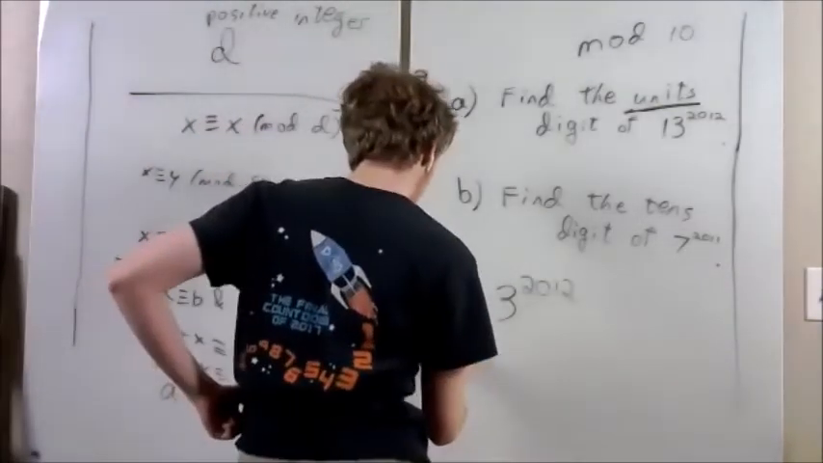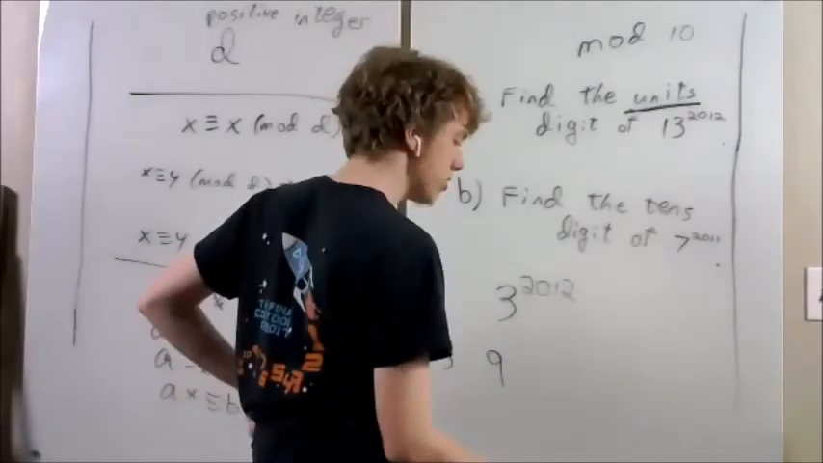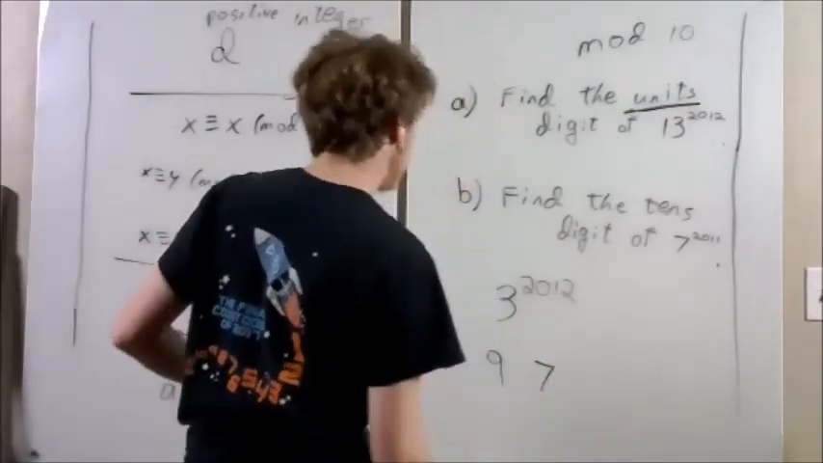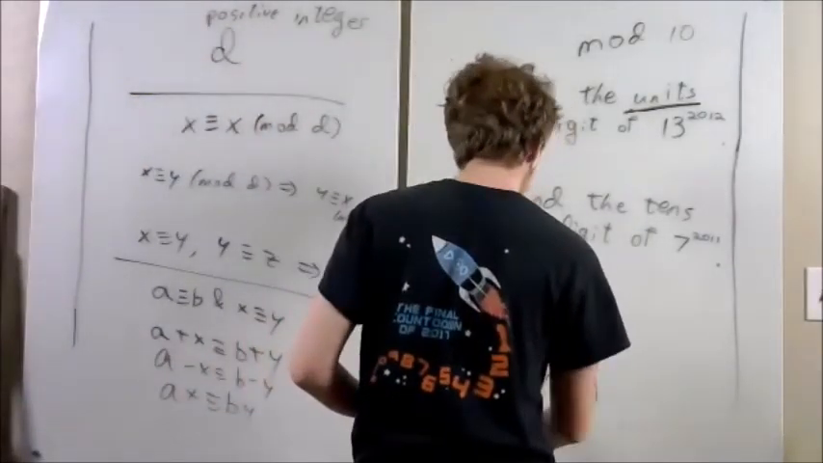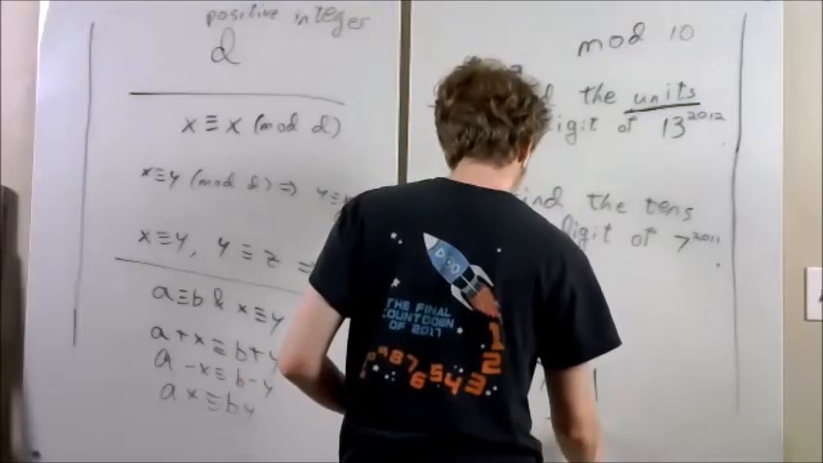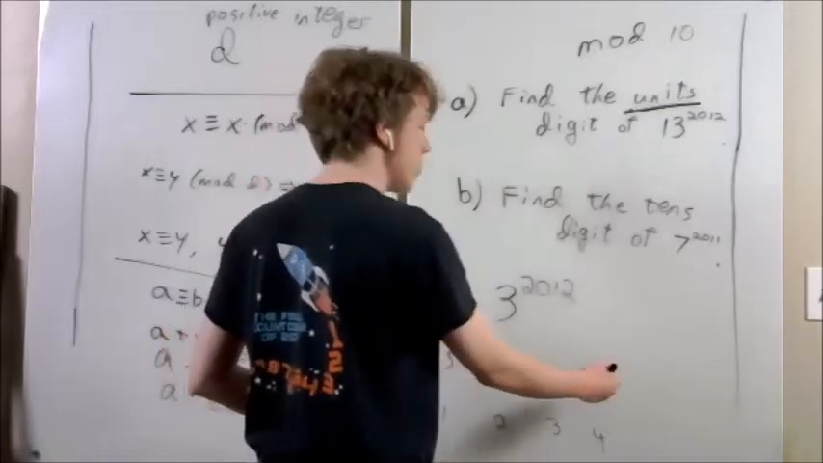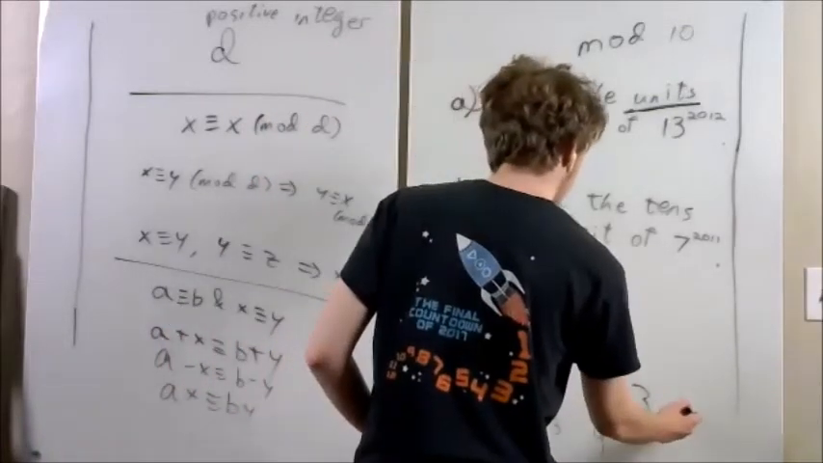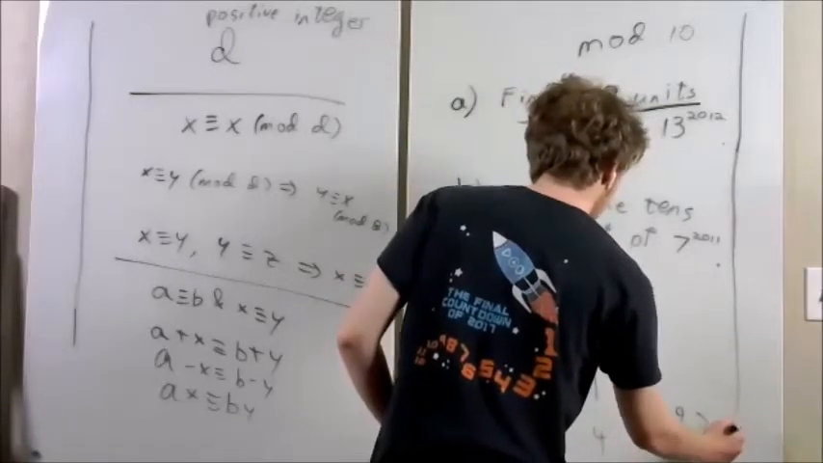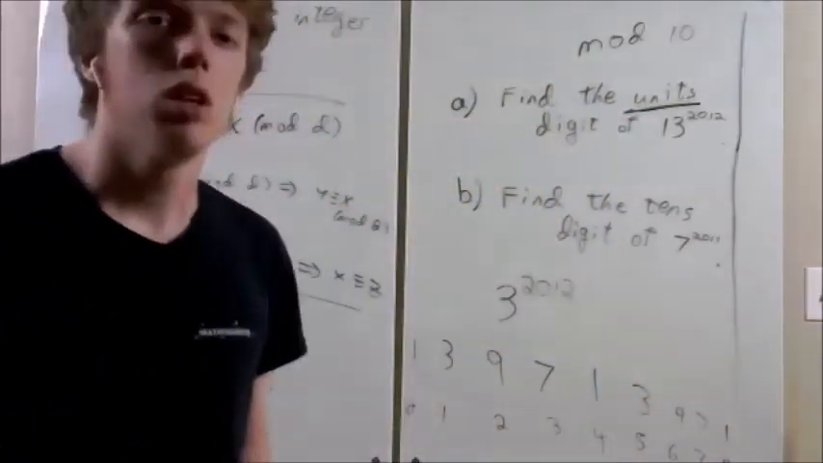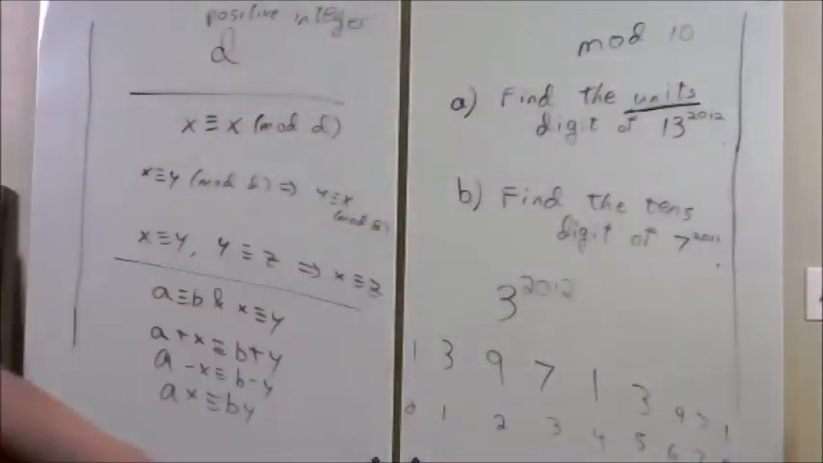So 3 to the 1 is 3, times 3 is 9. 9 times 3 is 27, so let's just look at the units digit, which is 7. 7 times 3 is 21, so just the units digit is 1. And should I say 3 to the 0 is 1. And now look, we're back at 1. And so every 4 numbers we'll keep going and hit 1 every time.